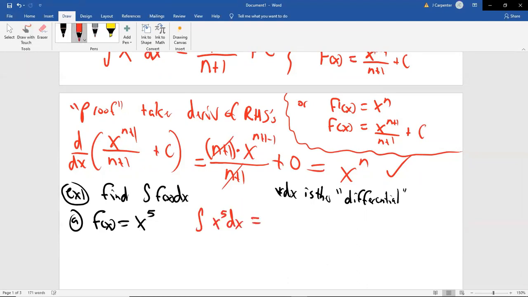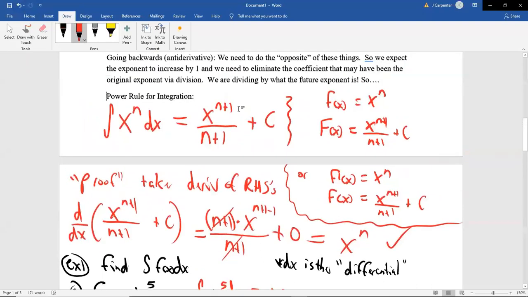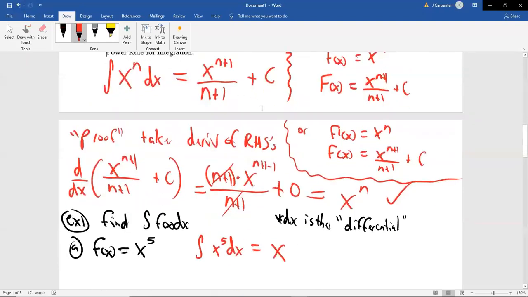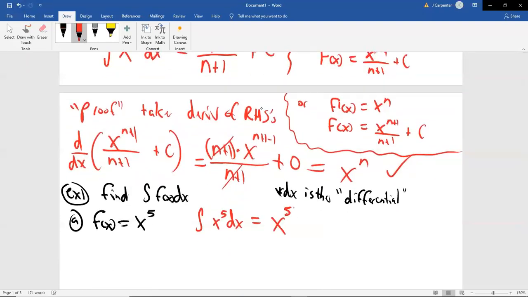So here's what we do. This is a power rule. So the x stays. The exponent, we add 1 to the exponent. That's what n plus 1 means. Add 1 to the exponent. So 5 plus 1. I'm writing out all the detail this time. Divided by. Divide by literally the same value you just wrote. 5 plus 1. But don't forget your constant at the end. 5 plus 1 is 6.